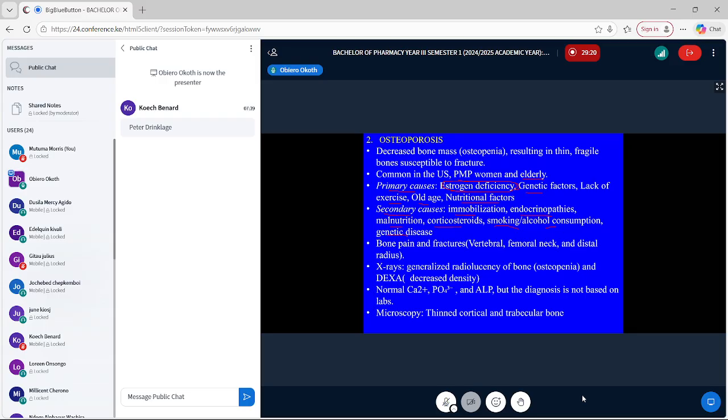Osteoporosis is basically thin bone, osteopenia. These patients have bone pain, and they normally have fractures, either femoral, vertebral, and even distal radius. And when you do X-rays, the bone looks like it is transparent. There's general radiolucency.